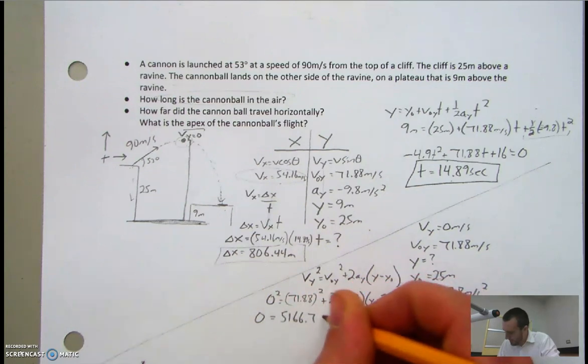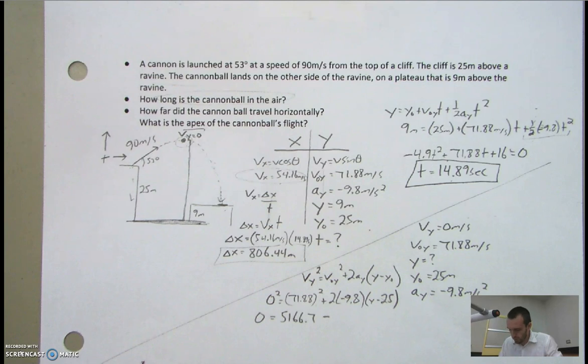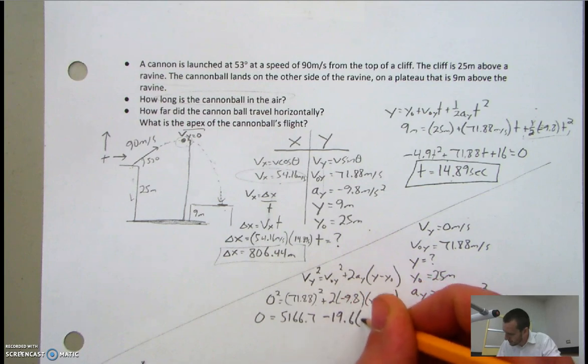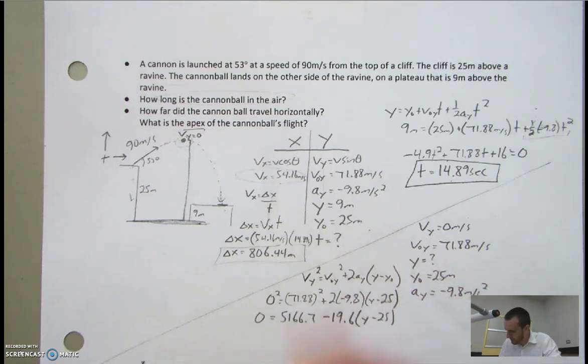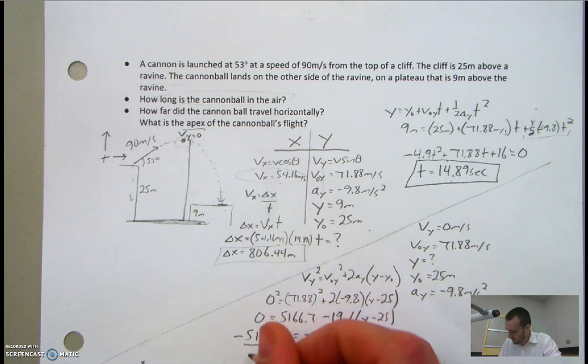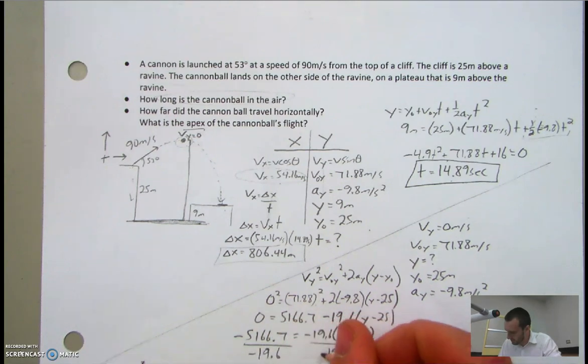And that number would be 5166.7 minus, we'll do 2 times 9.8, which we're pretty familiar with because we do it all the time. We know that that is 19.6. And that's times the quantity, y minus 25. So you got to flex your algebra muscles a little bit. Subtract 5166 from both sides. Set that equal to negative 19.6 times y minus 25. We're going to divide both sides by negative 19.6.